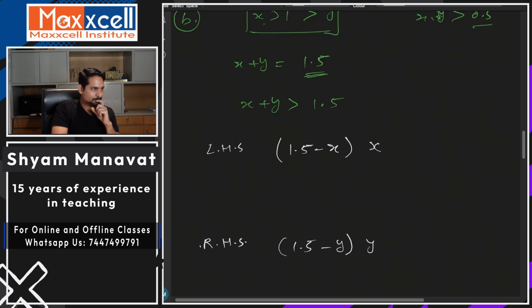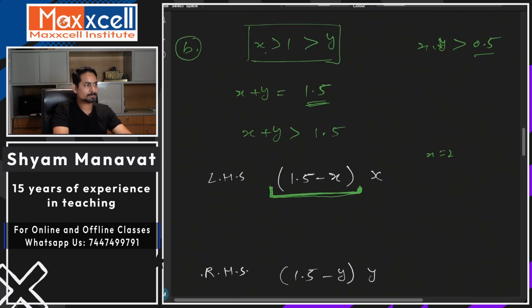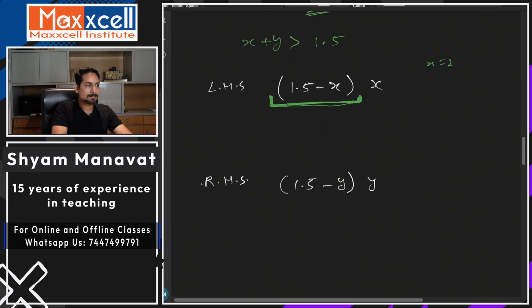Now here, think about it. If x is more than 1, that means x could be 2 also. If x is 2, for this term, 1.5 minus 2 will be minus 0.5. Don't you think so? If I take x equal to 2, this part could be negative. Now, because y as per the option is less than 1, y cannot be equal to 1.5, can never be. So y will always be less than 1.5.